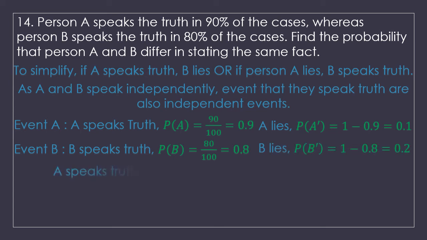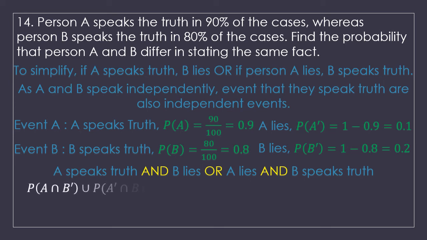Now once again I will write down what we are supposed to calculate: A speaks truth and B lies, or A lies and B speaks truth. I hope you guys can form your equations using this. A speaks truth, that is A, and B lies, that is B dash. So A intersection B dash, or means the union.